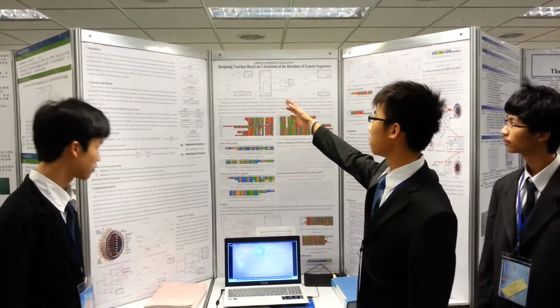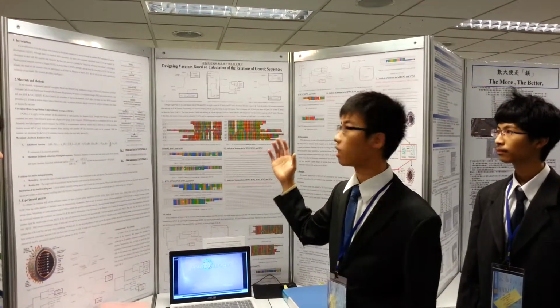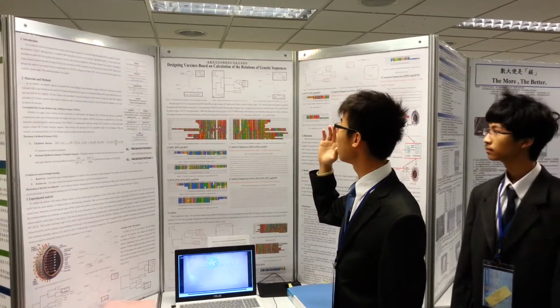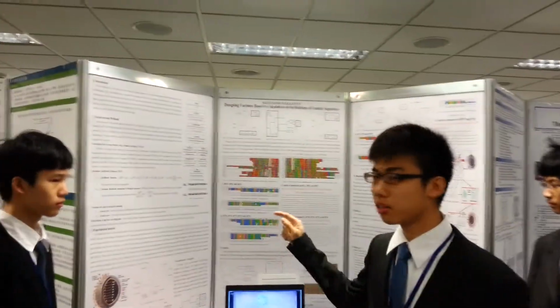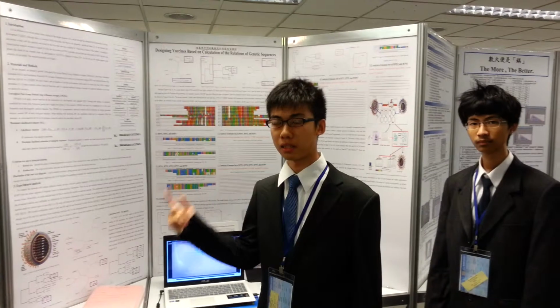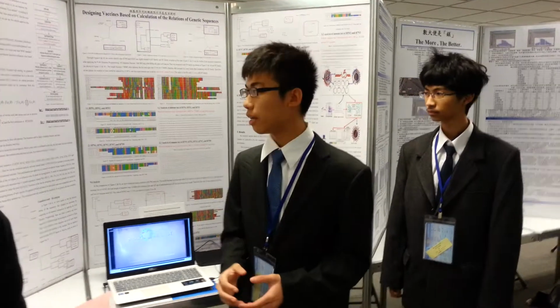To see that our company is designing methods based on calculations of the relations of genetic sequences. In this research we are trying to use scientific mathematical methods to find out the immunity point of the unknown flu viruses. We will compare it with the known viruses, find out which part is different, and the different part might be the immunity point.